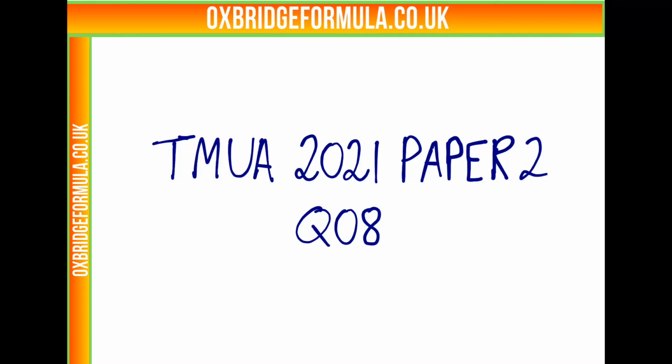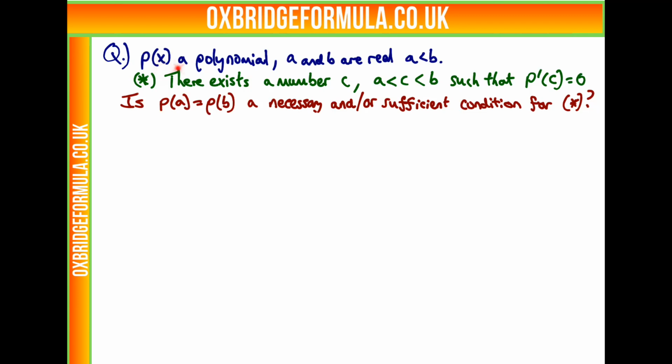This is TMUA 2021, Paper 2, Question 8. We're given P of x, which is a polynomial, a and b being real numbers, and b is bigger than a. We're also told the statement star, which says that there exists a number c between b and a, such that the first derivative of p, evaluated at c, is equal to 0. And we want to determine whether P of a equals P of b is a necessary and/or sufficient condition for star to be true.